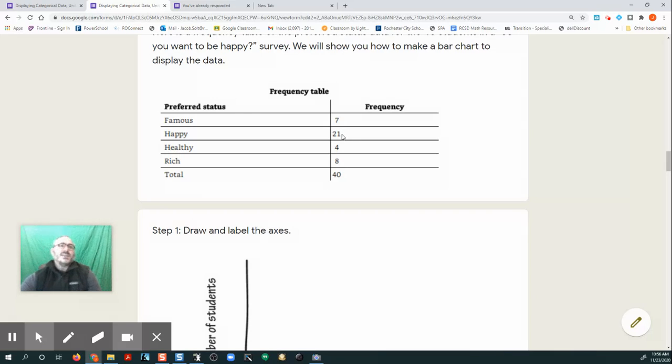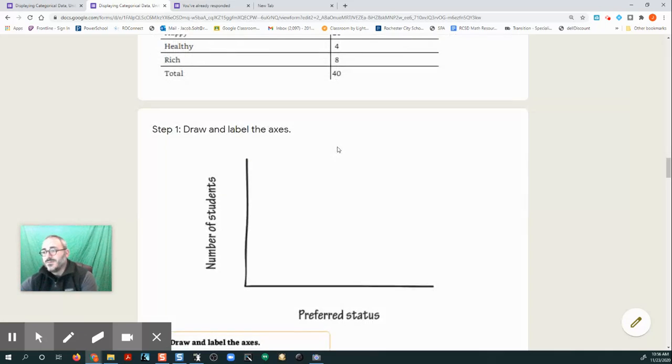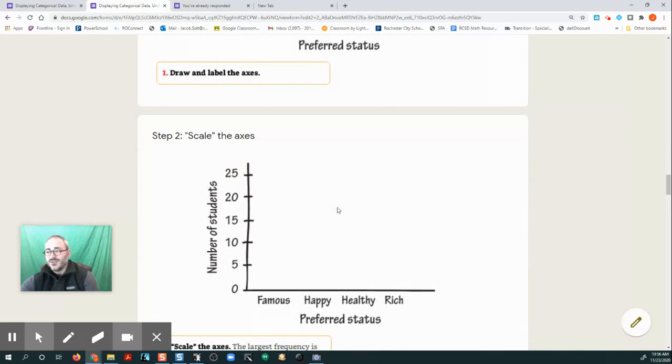So we want a reasonable number to scale this by that would include the number 21. So I could have chosen 30. I could have chosen 25. In this diagram, we chose 25. All right. And then we chose 25 as the top, right? And then we said, okay, what do we want to go by? What units do we want to go by?